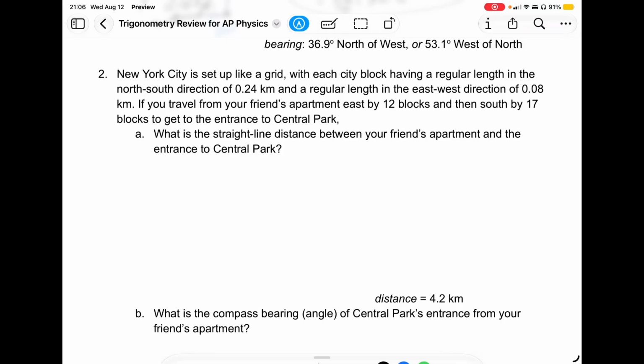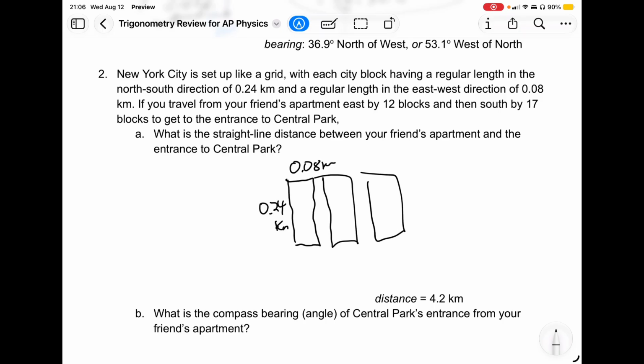Let's see. Let's put that over here. All right, so a city block is going to look something like this. It's north-south direction, so its height is going to be 0.24 kilometers, and then its length is going to be 0.08 kilometers. So a city block basically looks like that, and the whole city is set up like a grid with a bunch of these going in each direction, and then the streets passing in between them, right? So then you got avenues and you got streets going in between them.